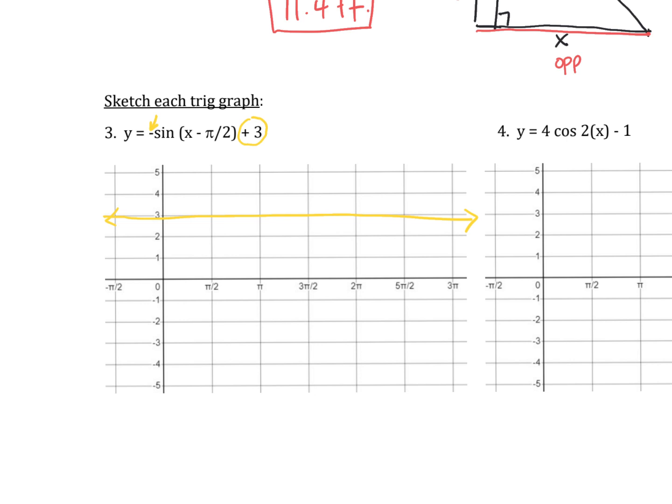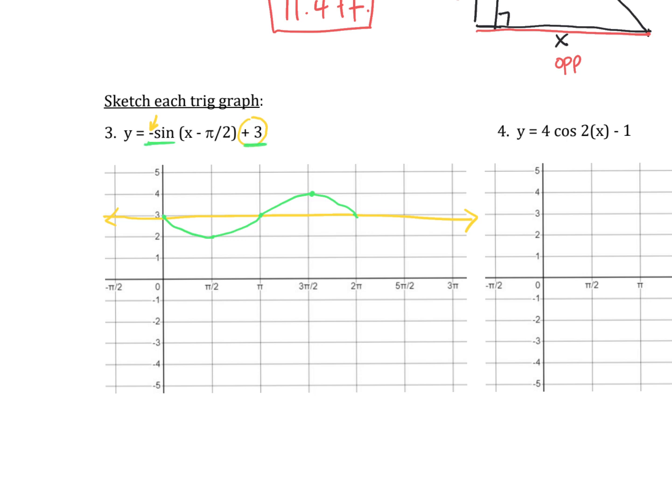So I'll start with that reflection. There's no amplitude change. So a reflection for sine would look like this. Goes down instead of up, back to the midline. Now we're going up and back to the midline. So that is this and this. That's what we've taken care of.